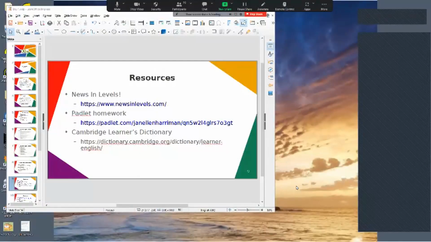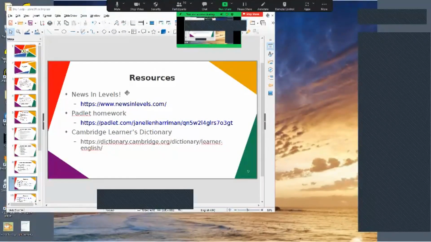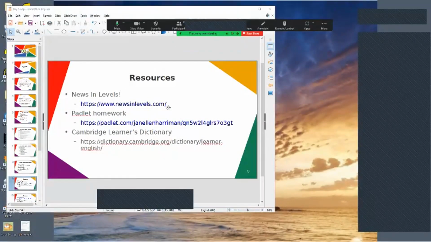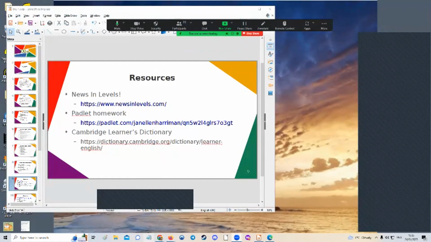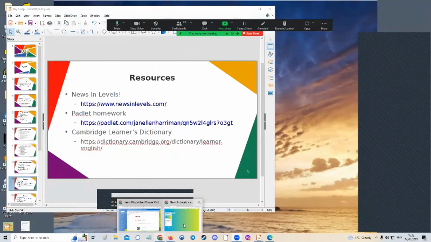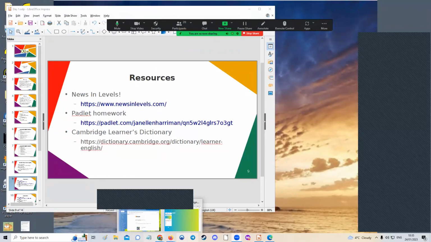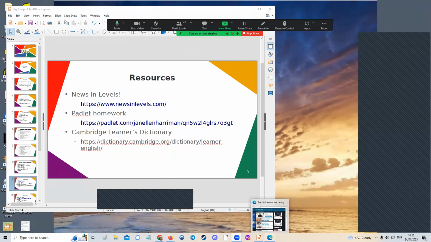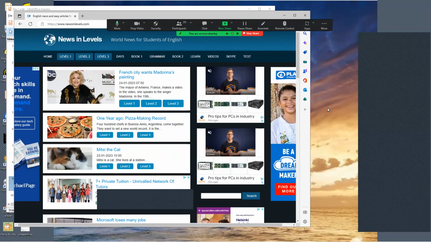Okay. So, on the resources, the first and most important is called News in Levels. News in Levels is a fantastic website. It gives you news stories in three different levels.